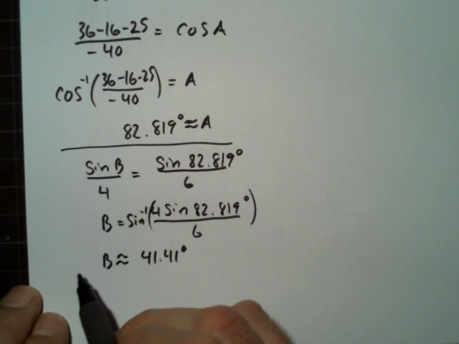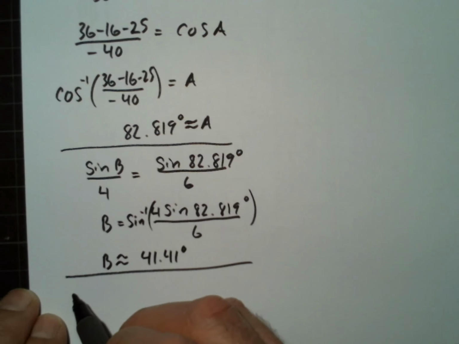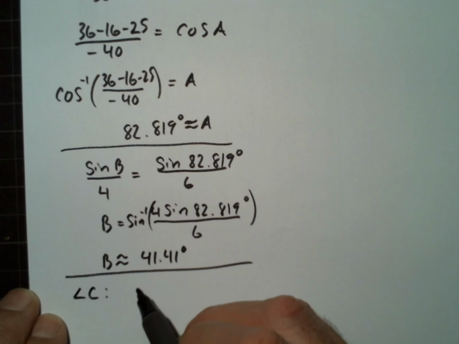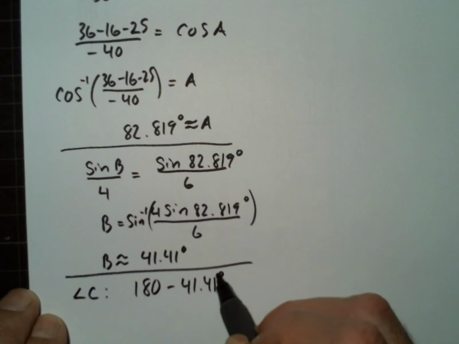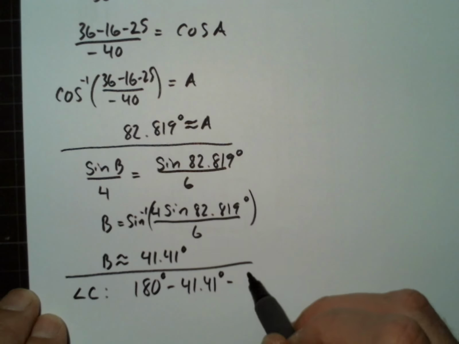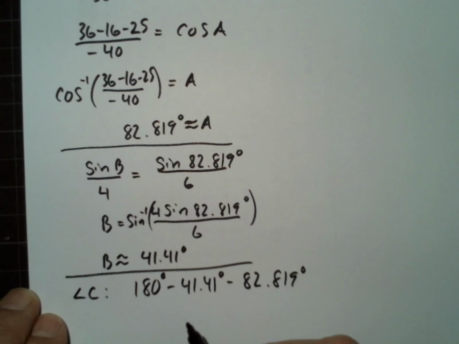And now we know two angles. So angle C is just going to be 180 minus 41.41 minus 82.819, and we get 55.771.